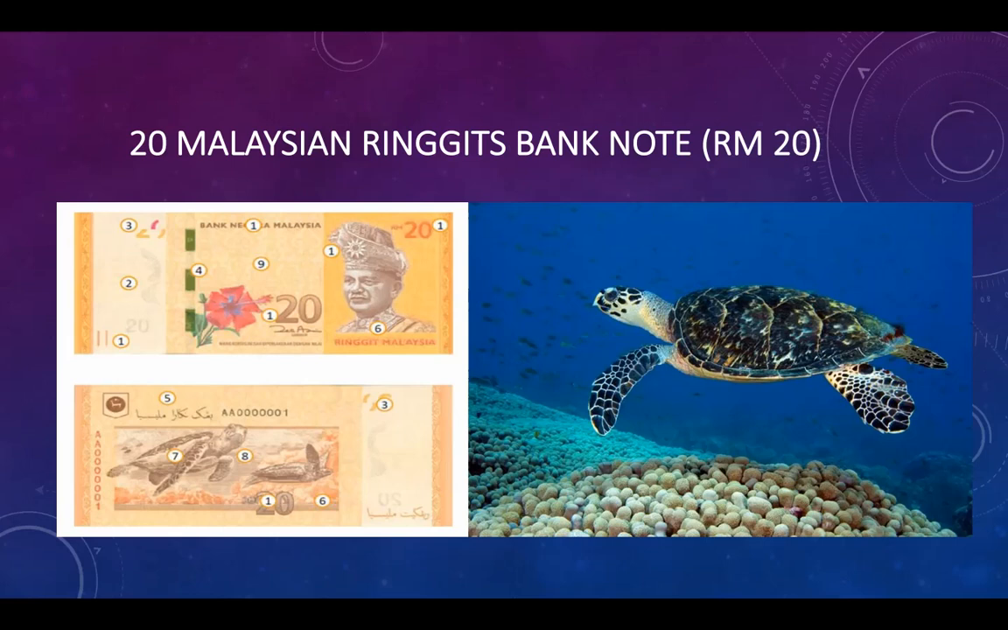The reverse side of this 20 ringgit shows elements of the rich and colorful Malaysian marine life. The country's tropical waters are the habitat of two of the most well-known species of sea turtles in Malaysia, the hawksbill turtle and the leatherback turtle.